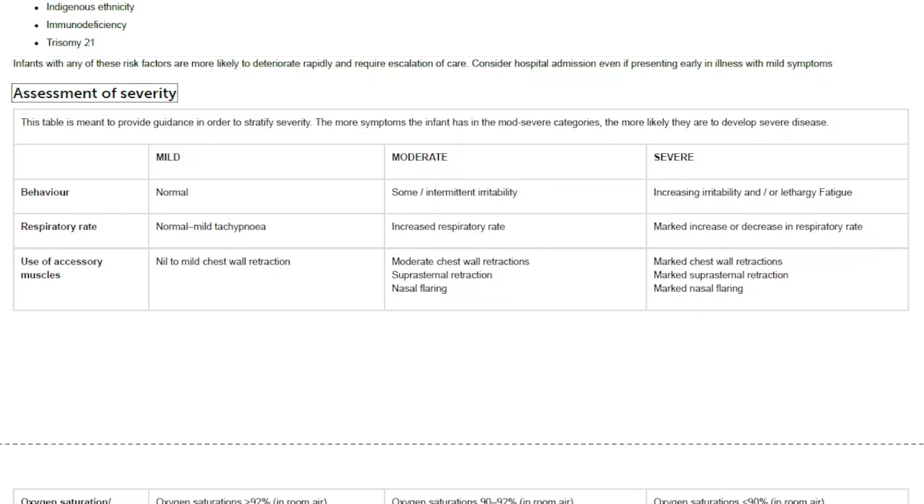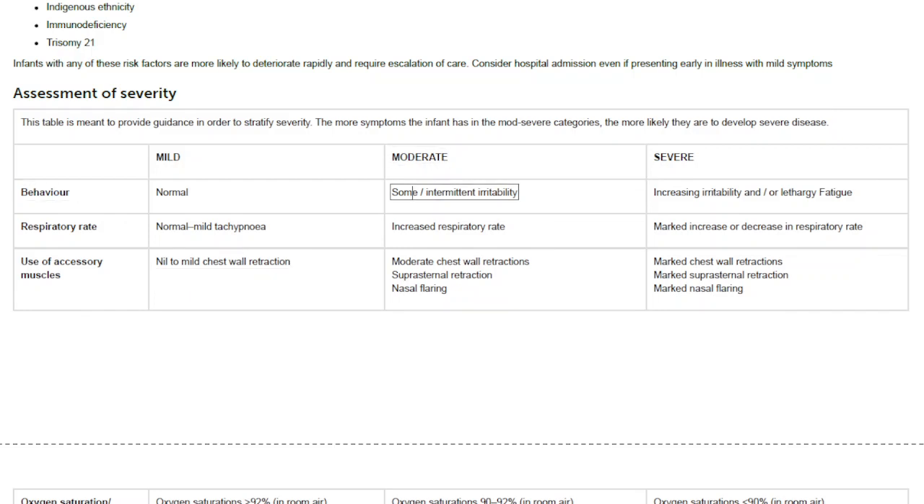Assessment of severity. This table is meant to provide guidance in order to stratify severity. The more symptoms the infant has in the moderate and severe categories, the more likely they are to develop severe disease. Mild: behavior normal. Respiratory rate normal or mild tachypnea. Use of accessory muscles: nil to mild chest wall retraction.